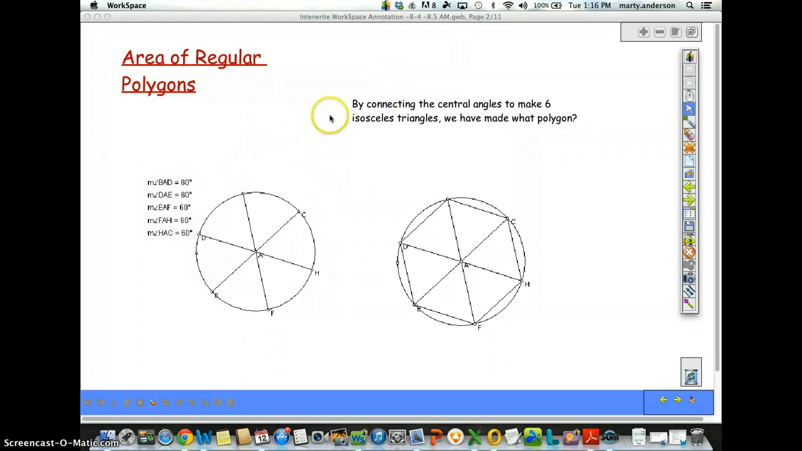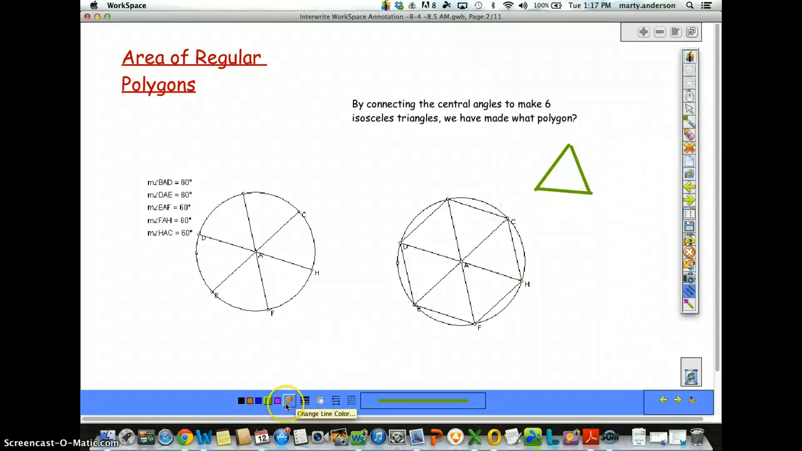So let's get started. One way that we can create a regular polygon is if you have a circle and we cut it into 6 central angles, 6 60-degree angles, and then we connect up each of the central angles with chords here. We've formed a hexagon. Now, if we wanted to find the area of the hexagon, what we've got here is isosceles triangles. So what do we need to know in order to find the area of an isosceles triangle?